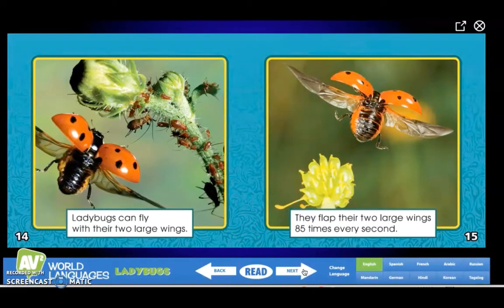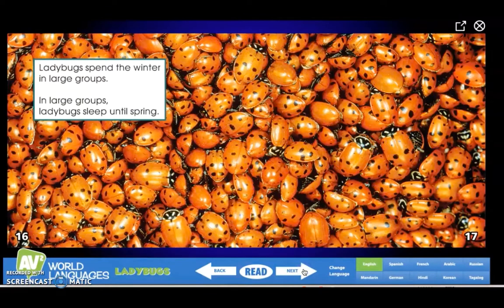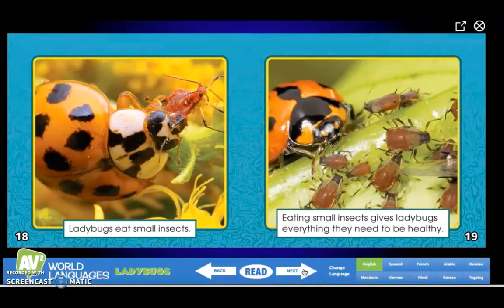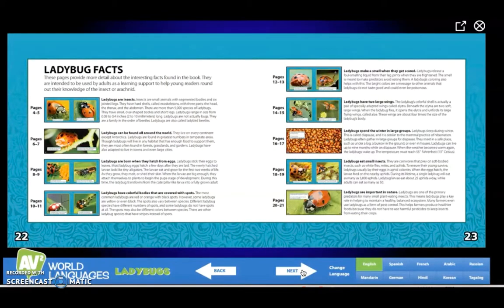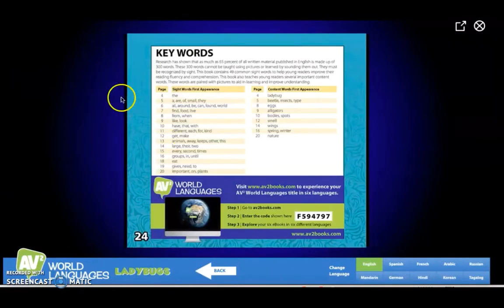Ladybugs can fly with their 2 large wings. They flap their 2 large wings 85 times every second. Ladybugs spend the winter in large groups. In large groups, ladybugs sleep till spring. Ladybugs eat small insects. Eating small insects gives ladybugs everything they need to be healthy. Ladybugs are important in nature. In nature, ladybugs eat insects that feed on plants. Page 22 are all the different facts about ladybugs. The end, boys and girls. Thank you.